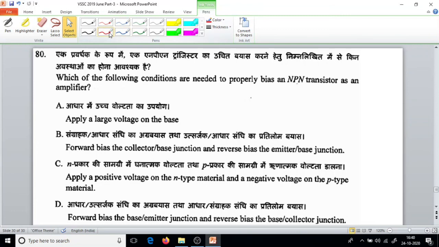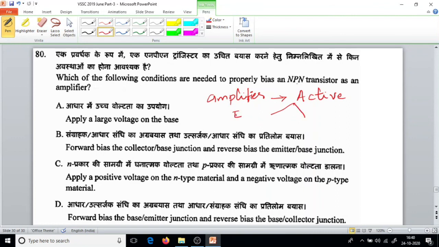Now this is our last question. Which of the following conditions are needed to properly bias an NPN transistor as an amplifier? To use a transistor as an amplifier, we have to make sure the transistor is operating in the active region. For that you use biasing of the transistor. So what is the active region?